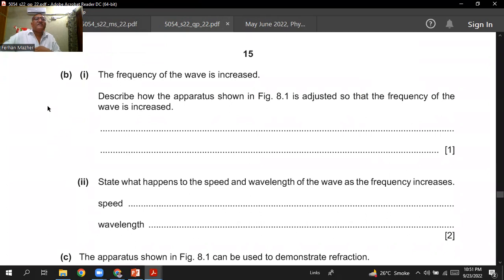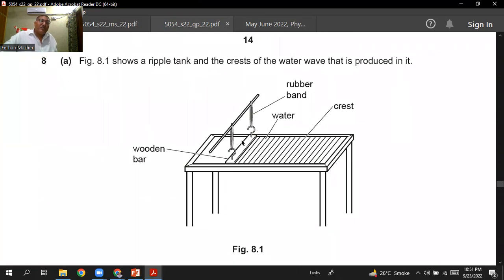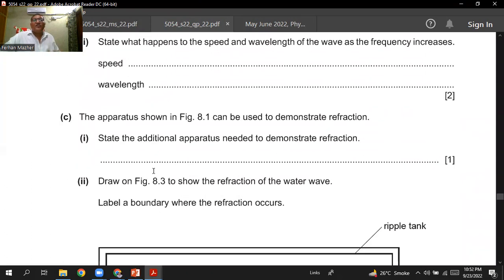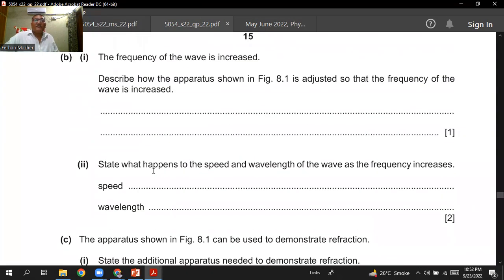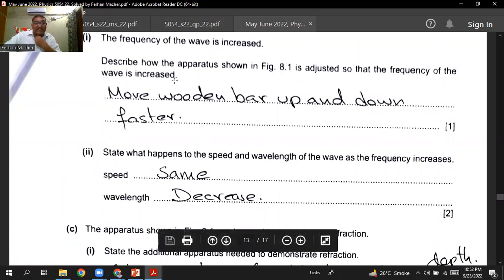He says the frequency of the wave is increased. Describe how the apparatus shown in figure 8.1 is adjusted so that the frequency of the wave is increased. The instrument which you are using is this wooden bar, which is hanging with these rubber bands. So if you want to increase the frequency, this wooden bar should move faster up and down. Its vibrating frequency should increase, then the frequency of the waves produced will also increase. So I think this is the answer: move the wooden bar up and down faster.